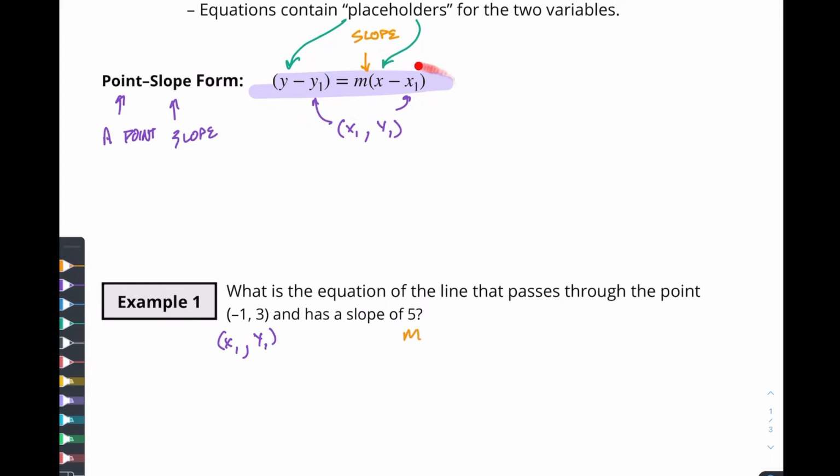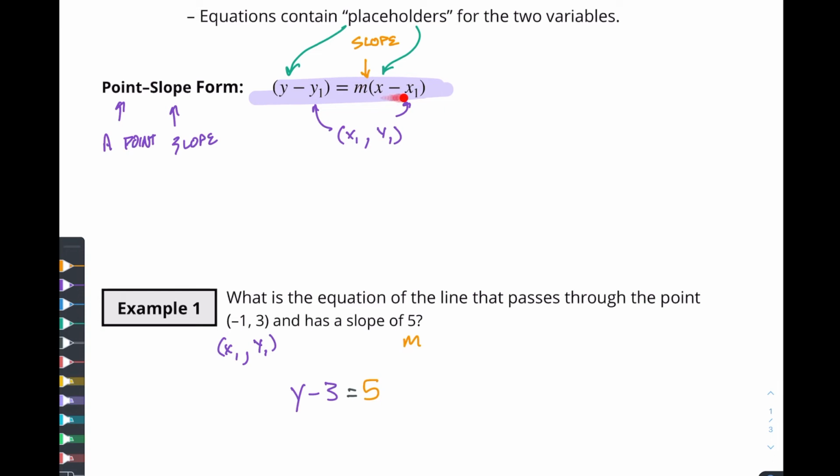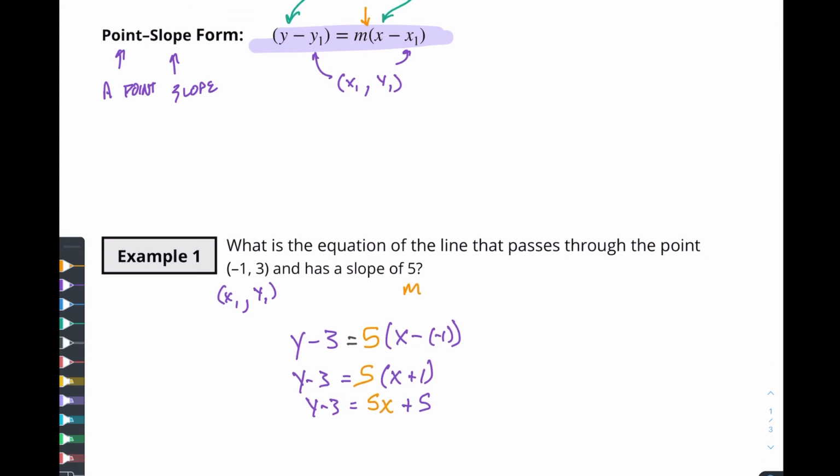So if we have this equation here, we're just simply going to drop those values straight in there. y minus y1, which is 3, is going to equal m, which is 5, times x minus x1, which is -1. So now all we have to do is simplify these numbers. First thing I'm going to do is make this a +1, and I'm going to multiply my 5 across there. So y minus 3 is equal to 5 times x plus 1. So we have y minus 3 is equal to 5x plus 5. And then we will simply add 3 to both sides. So y is equal to 5x plus 8.